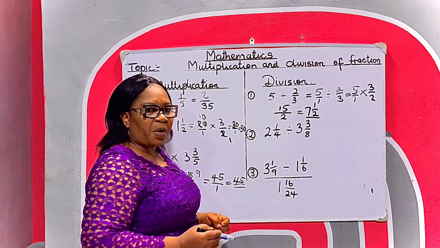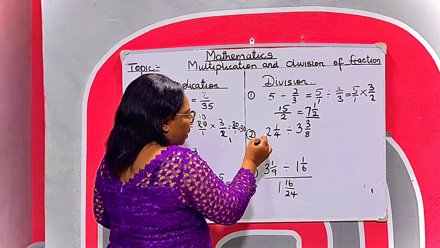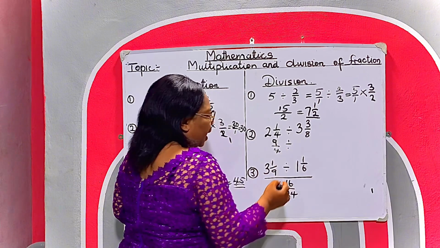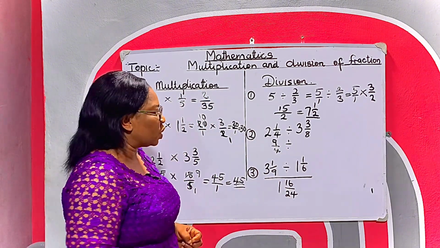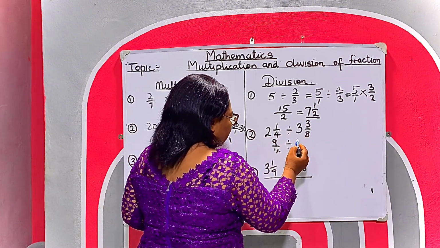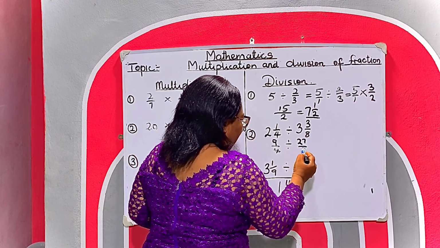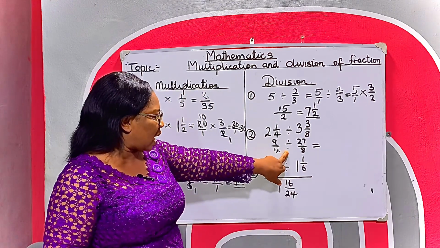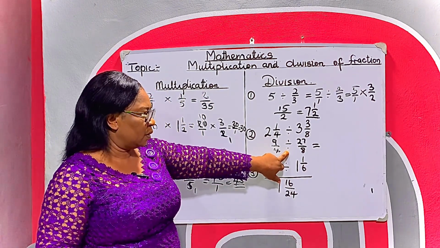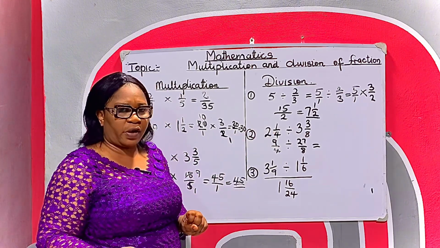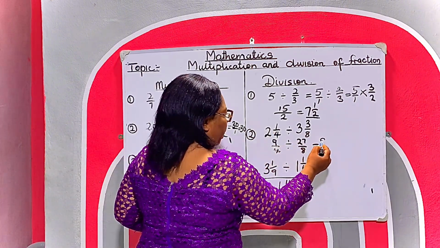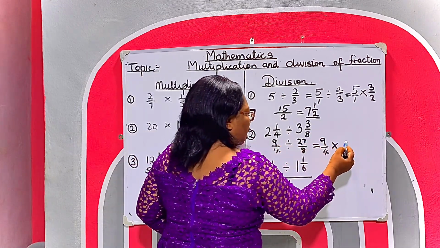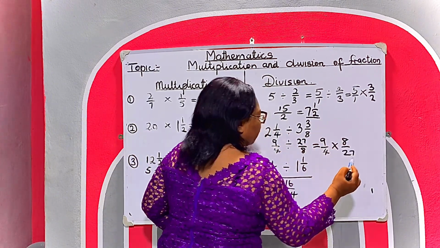You change it to improper fraction first. 4 times 2, 8. 8 plus 1, 9 over 4. Divide by 8 times 3, 24. 24 plus 3, 27. 27 over 8. Good. Then you change the division sign to multiplication and turn the next fraction. Okay? 9 over 4 times, you turn this, 8 over 27.